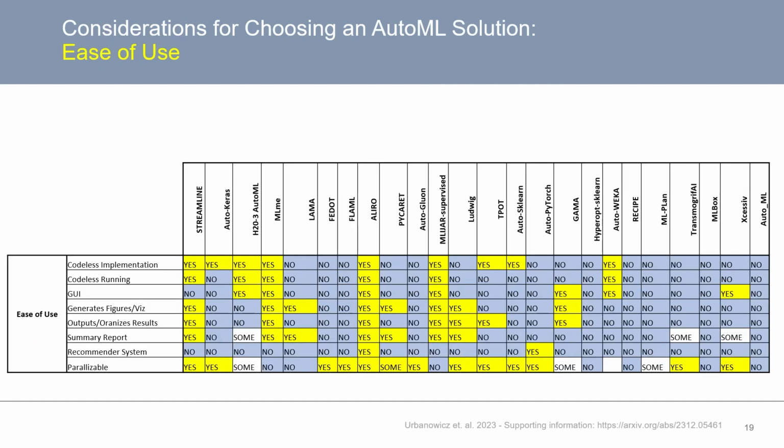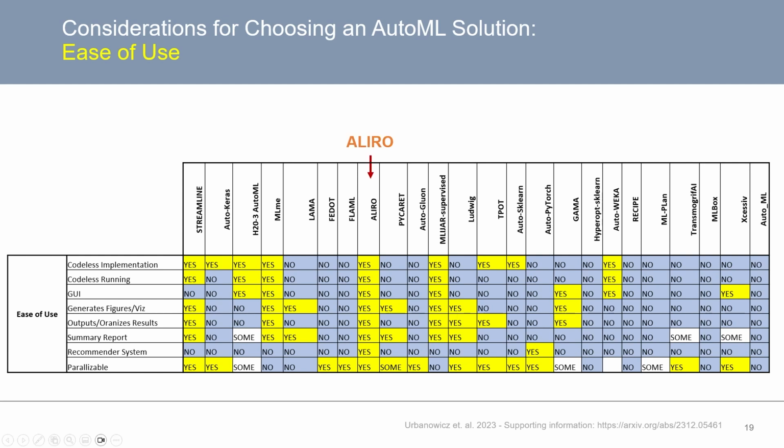Moving on to considerations involving ease of use, we examined a number of factors, including whether the pipeline could be implemented without code, run without code, available as a GUI, automatically generated figures or other visualizations, automatically organized and output results, whether it generated a summary report, whether it included a recommender system, and whether it supported parallelization.